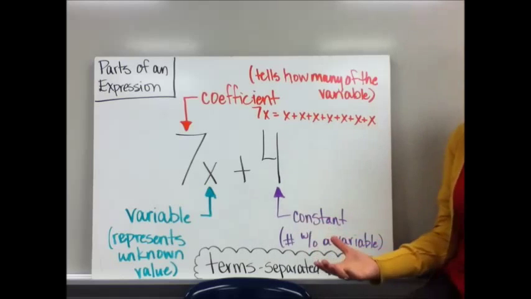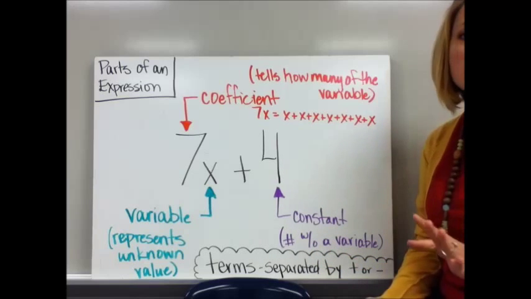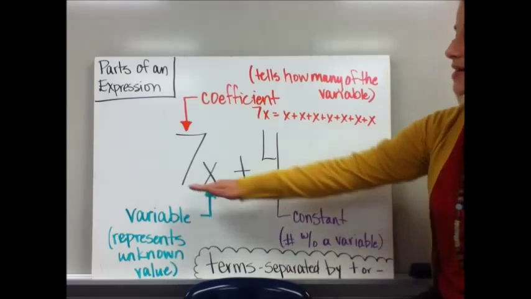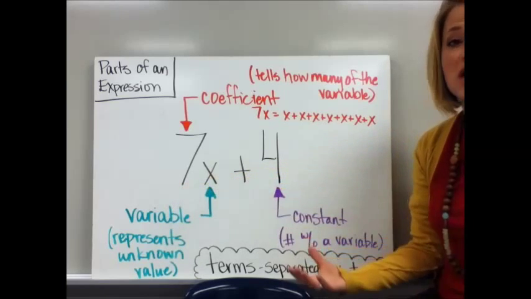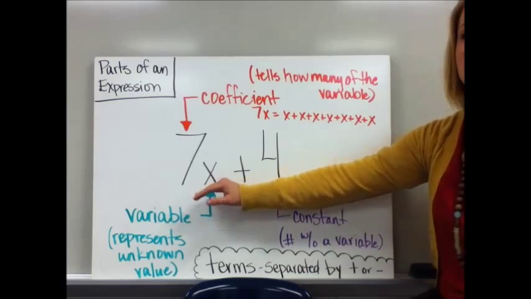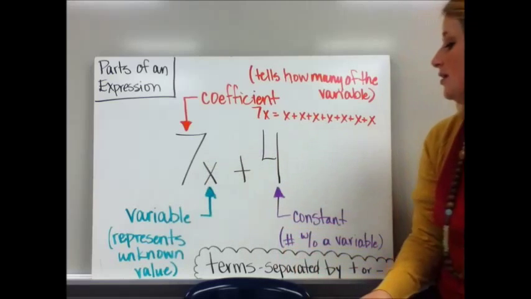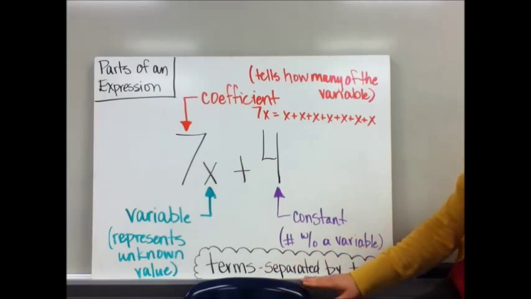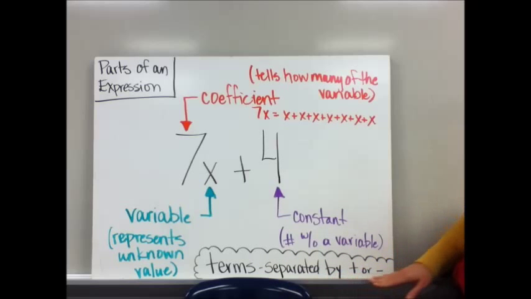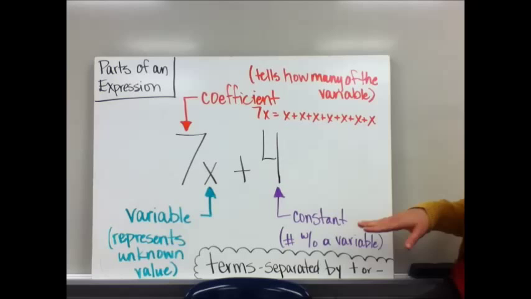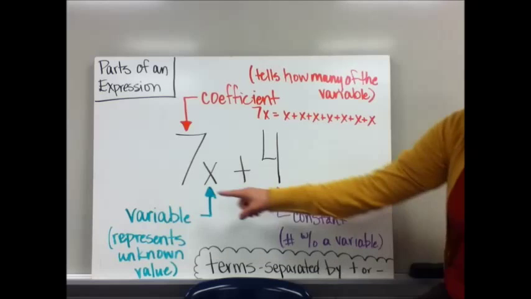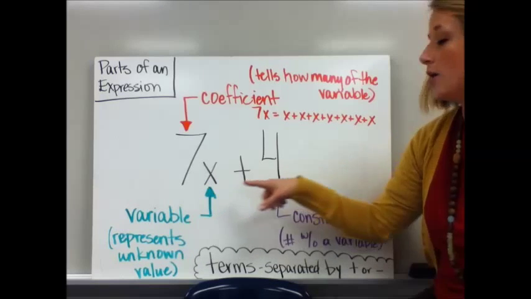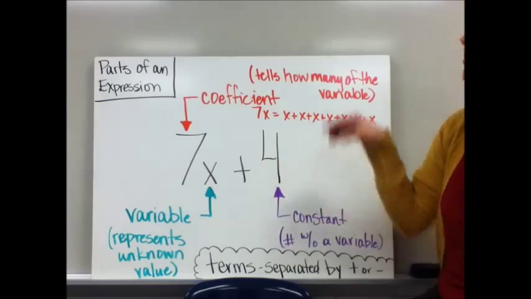It's constant because its value never changes. 4 is always going to be 4, whereas something like 7x could change, because depending on what x is, the value of 7x is affected. And then know that these are called terms. Terms are separated by an addition or a subtraction sign. So we can see two terms in this expression. 7x is a term and 4 is a term.